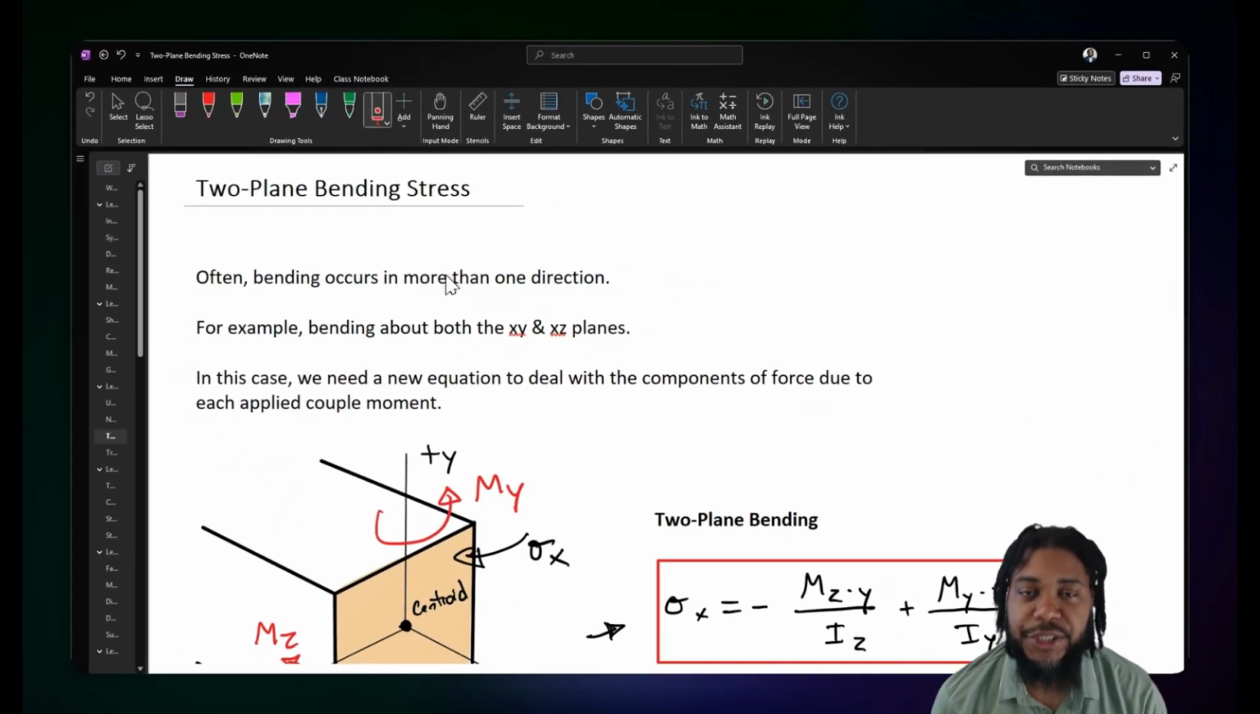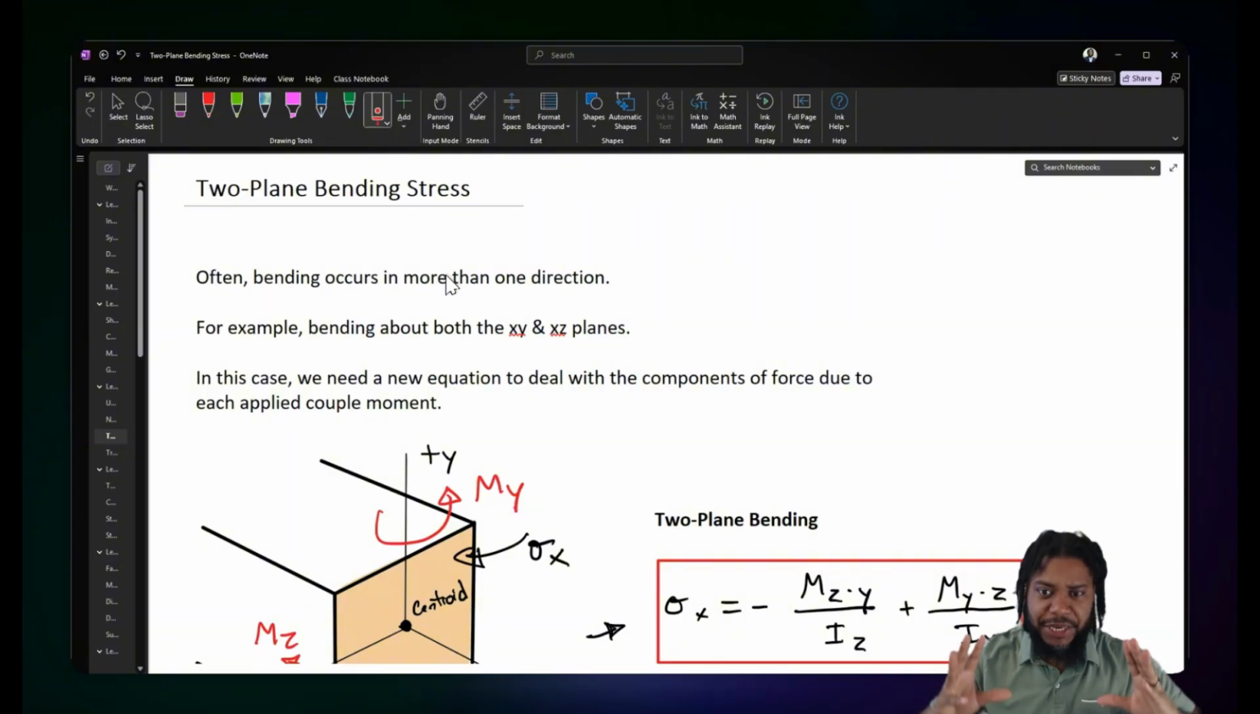Hello. Today we're going to talk about two-plane bending. Now, in our previous video, we learned about normal bending stress, where if a beam is subjected to a coupled moment, that beam is going to bend. One side will stretch and be in tension, the other side will be in compression. And so we have a linear distribution of normal stress across this cross-section.